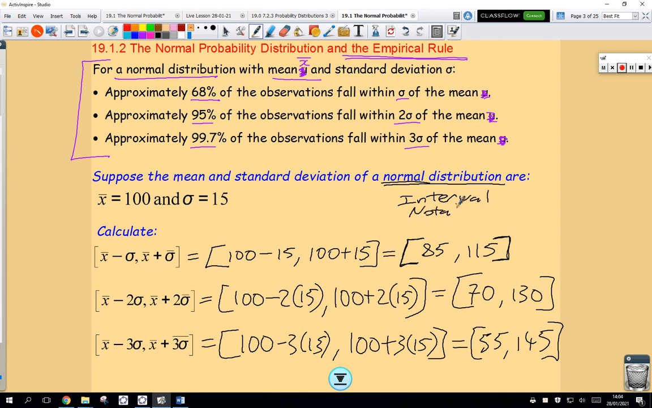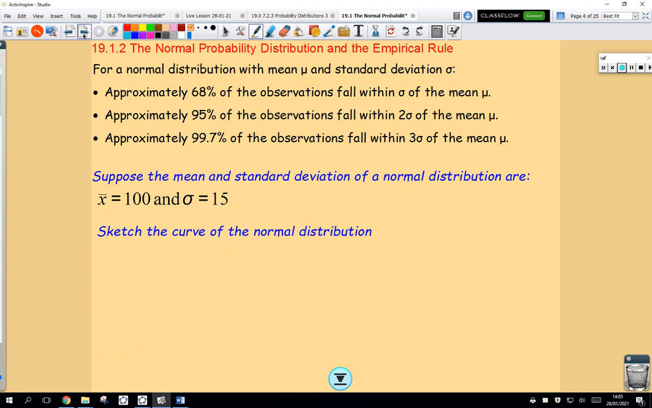And in interval notation, we have brackets, a comma, and we have a starting value on the interval and a finishing value on the interval. That is all the numbers in the interval, not just 85 and 115, all the numbers in between. The square brackets are saying they are included numbers in the interval. Okay, so that's just a bit of calculation with these things. You'll see these little things come up quite often in questions when you're given the mean, given the standard deviation.